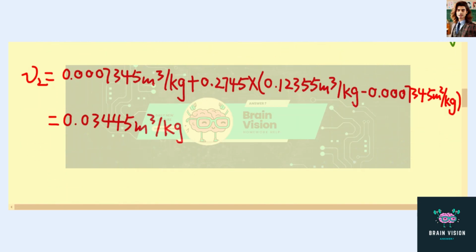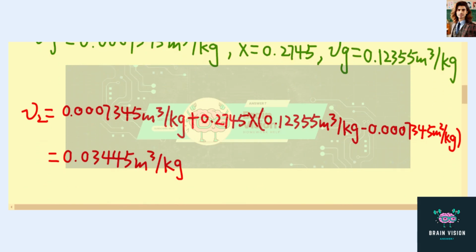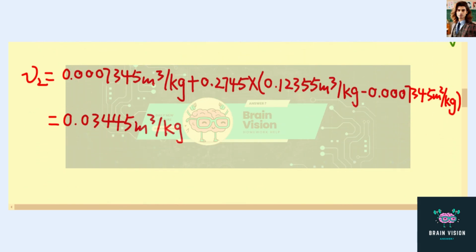So we know from the table, vf is equal to 0.0007345 meter cube per kilogram. And we know the quality of the outlet here is 0.2745. And we know vg is equal to 0.12355 meter cube per kilogram. If we plug back into the equation, eventually we'll have the final specific volume in this case equal to 0.03445 meter cube per kilogram. And this is the answer for this question.